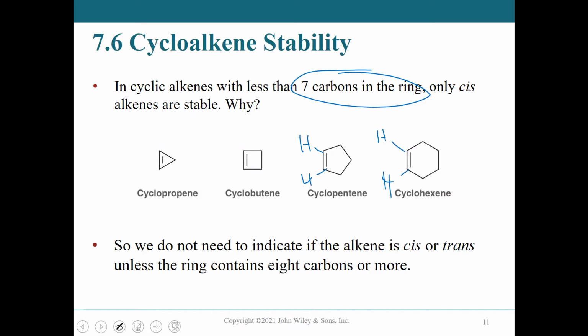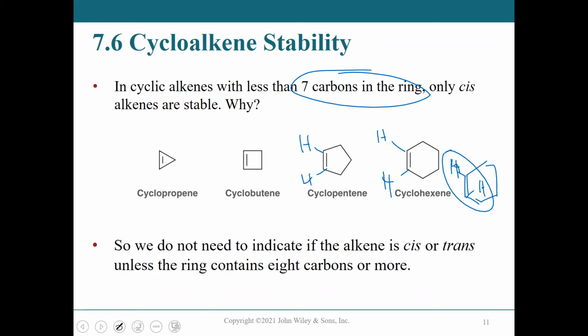I know this is kind of a redundant slide, but it's good for us to reaffirm that there is no way we can have a trans cyclohexene. So you will never have an H here and an H here. The H's will never be trans. That's what I'm trying to say. Why? Because there is not enough space for the ring to turn. To have them trans, you need to make a curl in your ring, and there is no space.